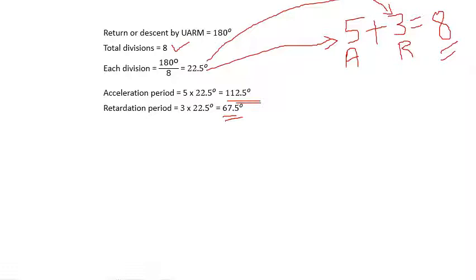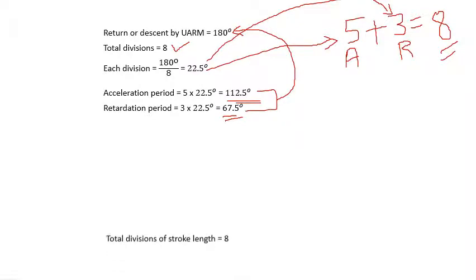So now we have to split this entire stroke length into two periods: one is the acceleration period, another one is the retardation period. So 5 times acceleration, therefore 5 into 22.5, the acceleration period becomes 112.5 degree. Similarly, retardation is 3 multiplied by 22.5, which is nothing but 67.5 degree. If you add these two, you will get 180 degree.